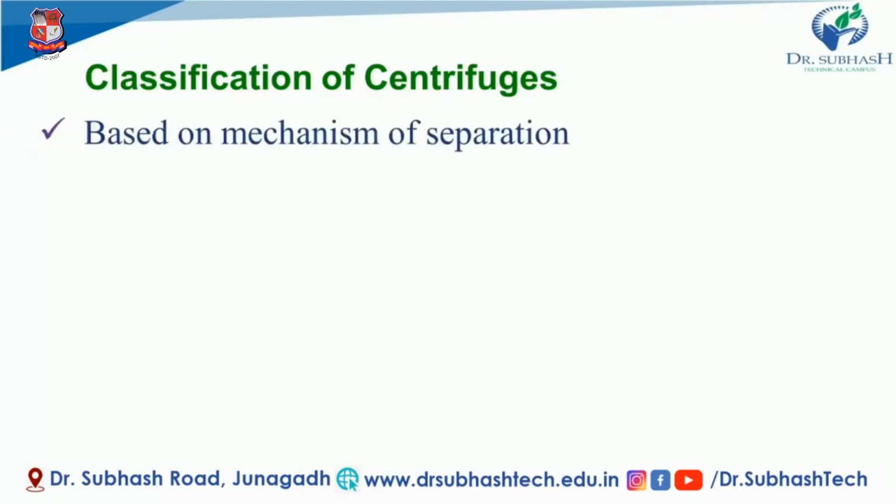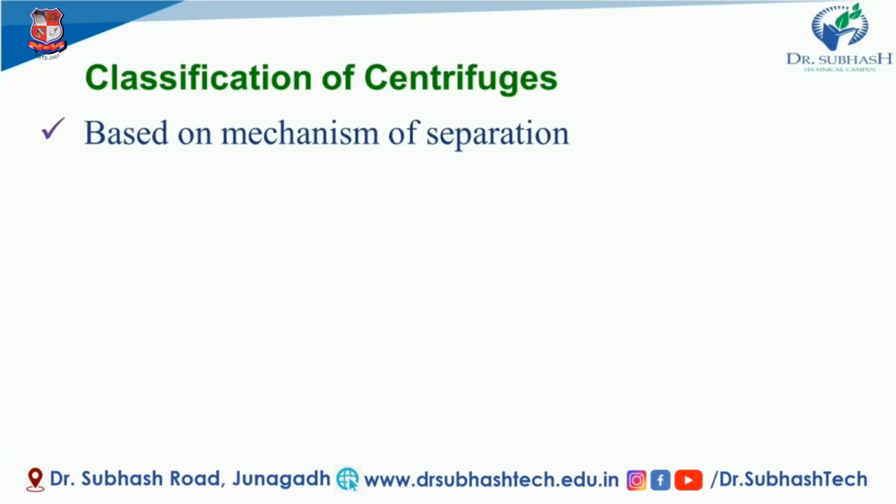If you remember, when I prepared centrifugation 1.1, at that time we studied the definition of what we mean by centrifuge. Centrifuges are the equipment that are used to separate different solutions or different mixtures, you can say. So we are going to see how centrifuges work. These are the classifications based on the mechanism of separation. Here we are mainly going to focus on mechanism.